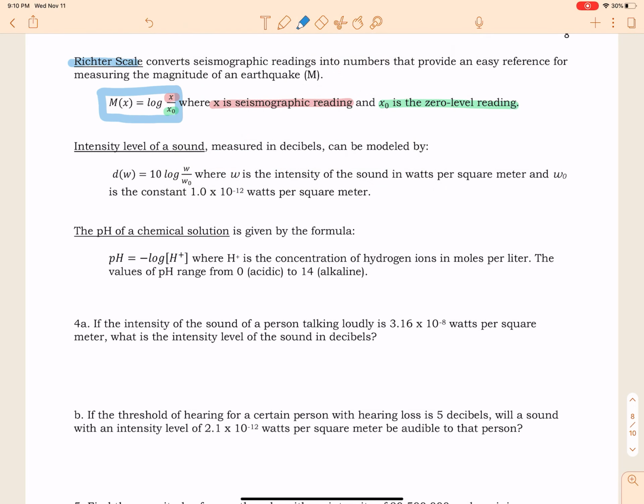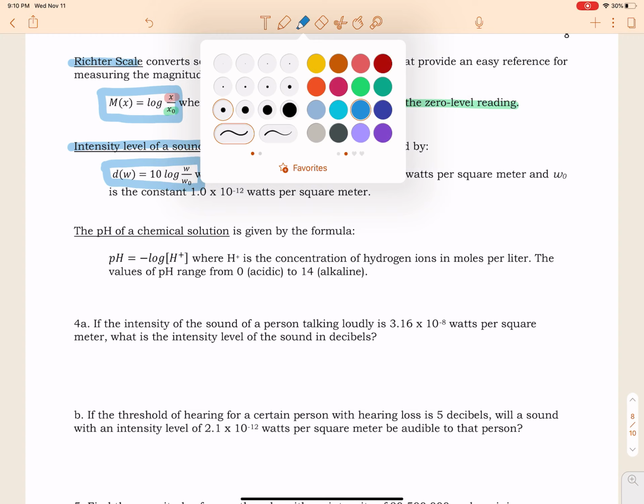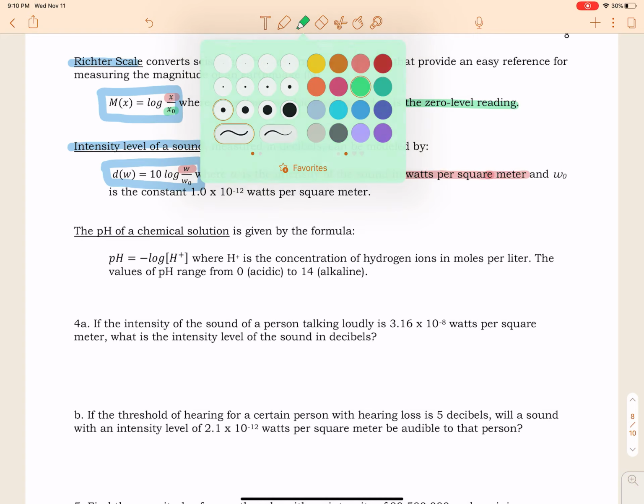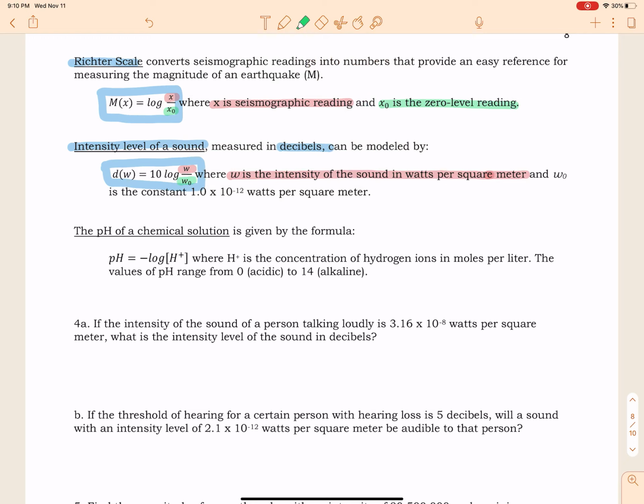All right, one of the other things we're going to talk about is the intensity level of sound, because we use the log function to measure our decibels, and that's how we measure the level of sound. So this is the formula for that, and we are going to look at taking 10 log of W over W naught, W being the intensity of the sound in watts per square meter, and W naught, which is the constant. It is a constant. That means it's going to be the same for all the problems we're going to do.